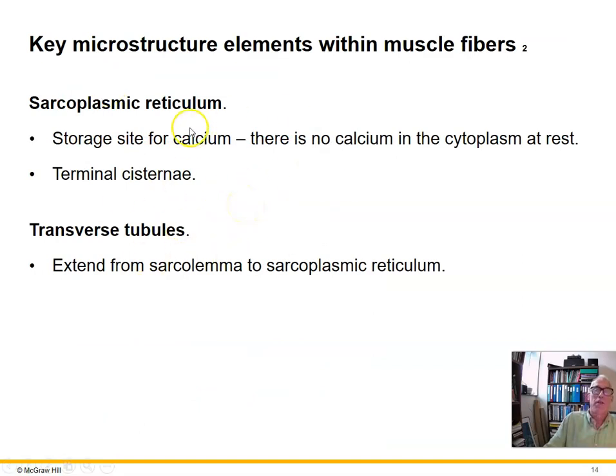A couple of other organelles or features we need to know about a muscle cell to begin to understand how it works. The sarcoplasmic reticulum is just the fancy, muscle-related name for the endoplasmic reticulum. All cells have it. Muscle cells are no different. In muscle cells, not only is it important in protein synthesis, like in all cells, it's the site of calcium storage, the reservoir of calcium. There are no calcium ions in the cytoplasm, or the sarcoplasm, at rest, only during contraction. So that's the source of the switch for activating contraction.